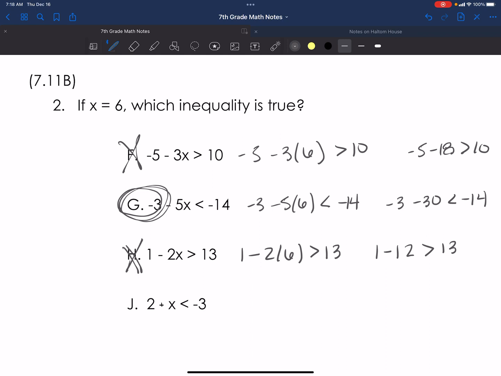Lastly, J, 2 plus x is less than -3. So 2 plus 6 is less than -3. Well, again, a positive is not less than a negative. Negatives are less than positives. And 8 is not less than -3. So I know J can't be true. Therefore, yes, G is, in fact, my final answer.